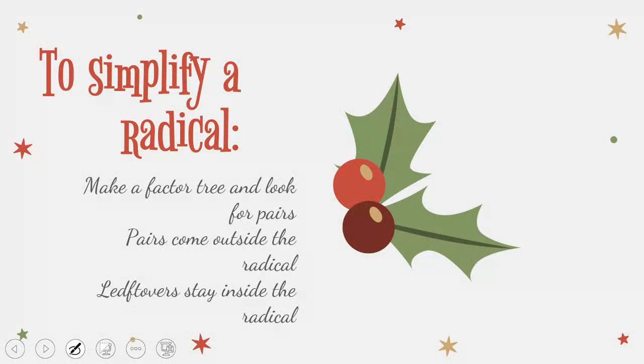We use this when we are simplifying radicals. So to simplify a radical, start by making a factor tree, and then we're looking for pairs of factors. The pairs get to come outside the radical, okay? So think about it like this. If you find your perfect pair, you guys get to go outside on a date. If you don't find a perfect pair and you're that leftover, you have to stay home lonely on a Friday night, okay? We're going to practice this with our numbers and see how it works.